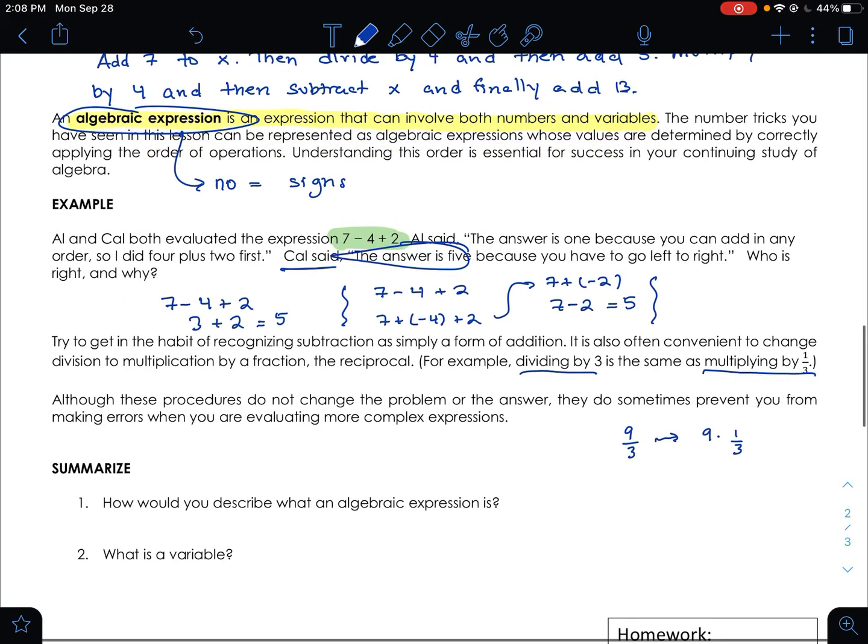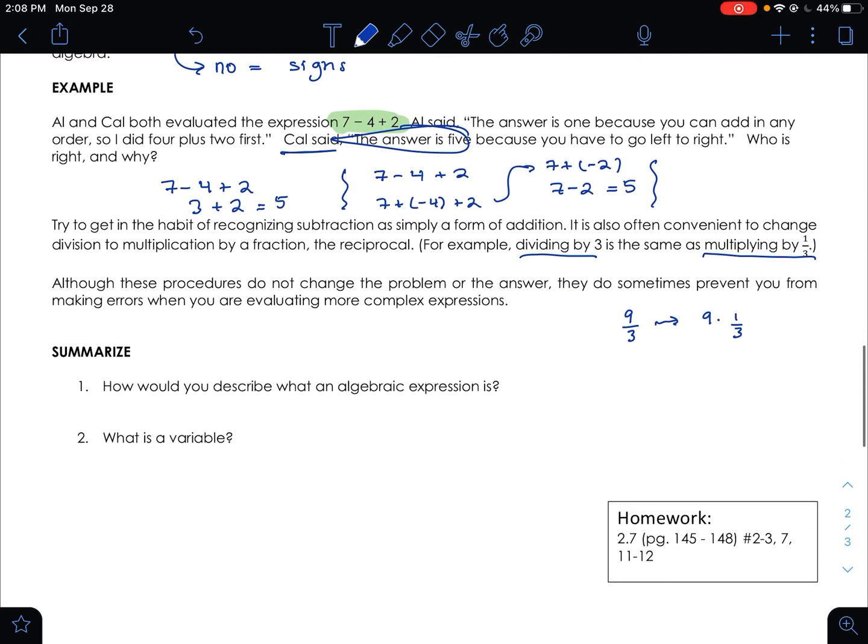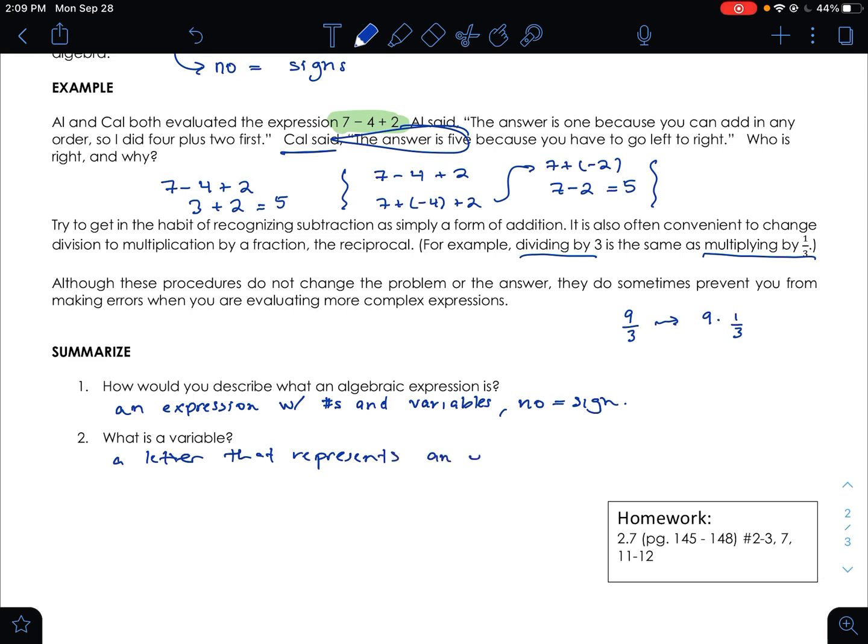So to summarize this lesson, how would you describe what an algebraic expression is? An algebraic expression is an expression with numbers and variables. The important thing is no equal sign. And finally, a variable is a letter that represents an unknown value.